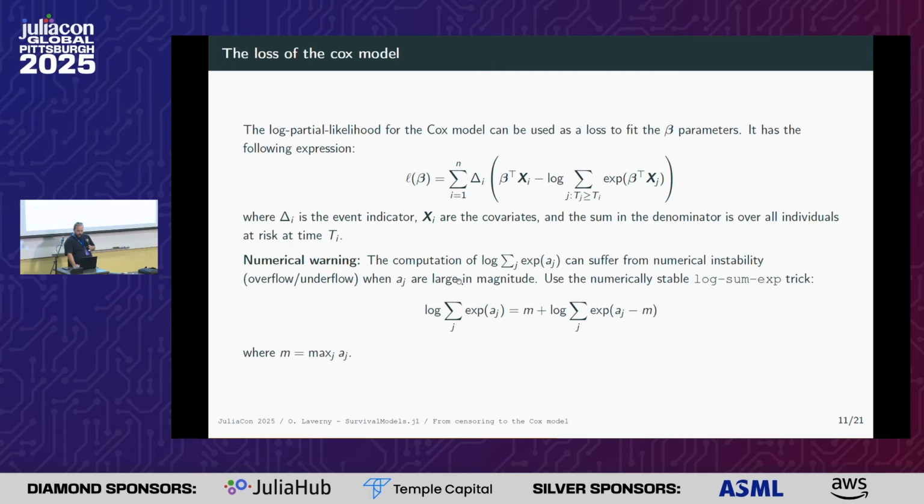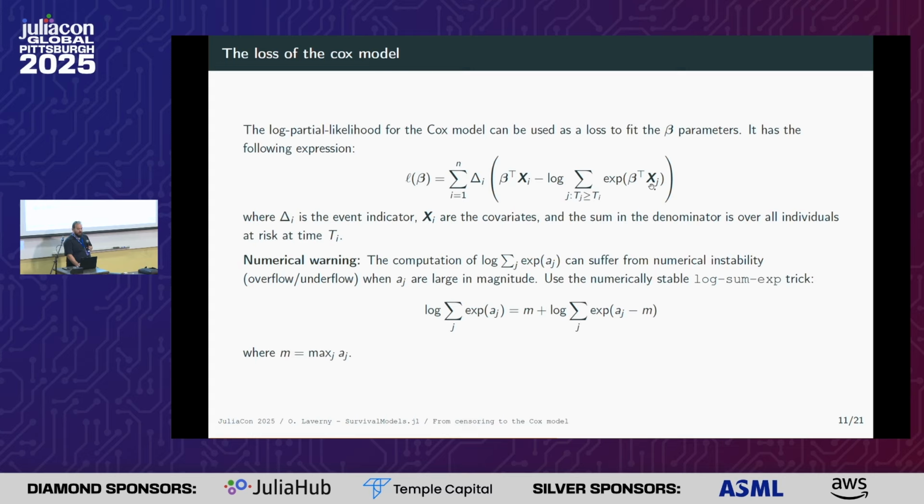Yeah, so to minimize the likelihood, we can minimize the log. So if we take the log of this function, we get something that looks like that, where the delta i's here are 0 or 1s. Here you get something that is linear in the beta, and here you get some log sum exp.